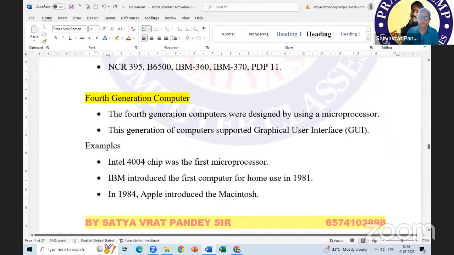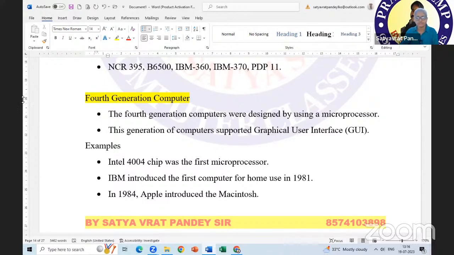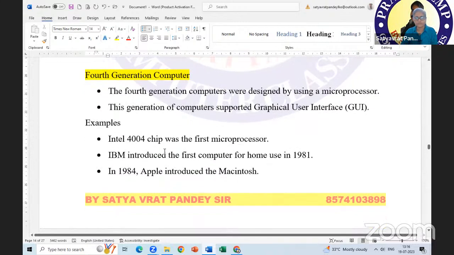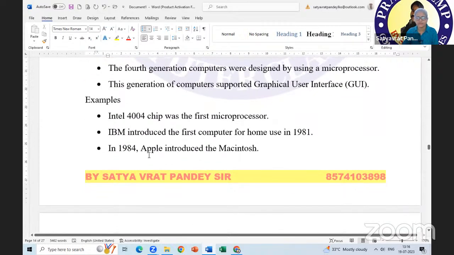Now the fourth generation computer. The fourth generation computers were designed by using a microprocessor. This generation of computers supported graphical user interface, GUI. Examples are the Intel 4004 chip, which was the first microprocessor. IBM introduced the first computer for home use in 1981. In 1984, Apple introduced the Macintosh.